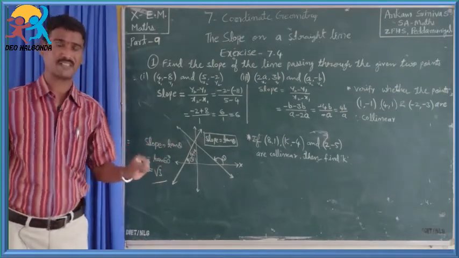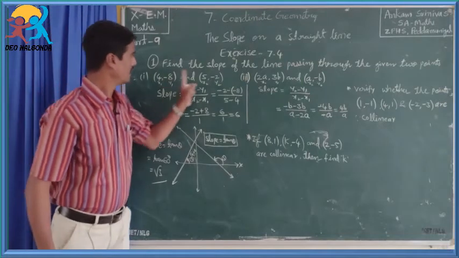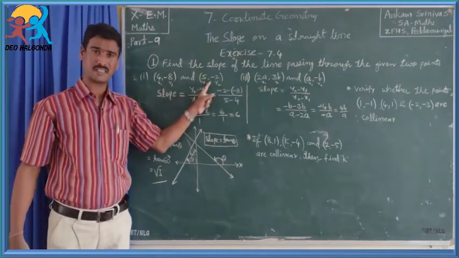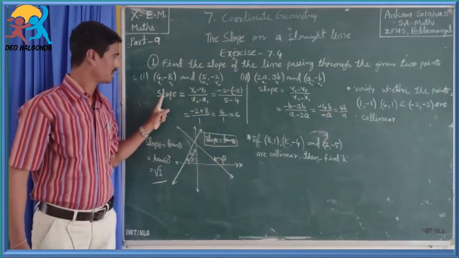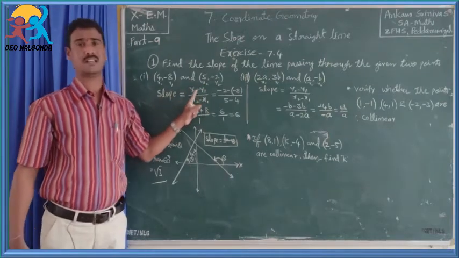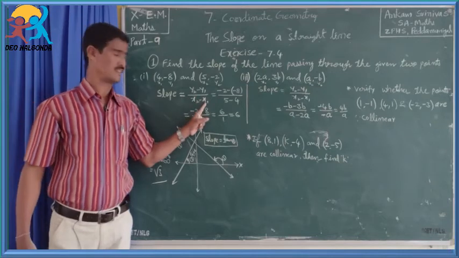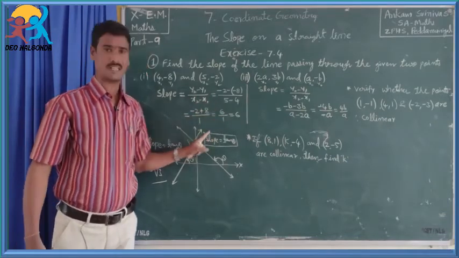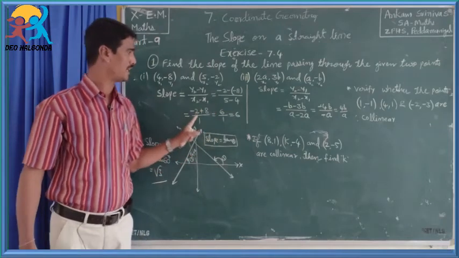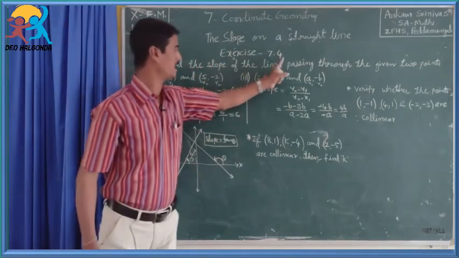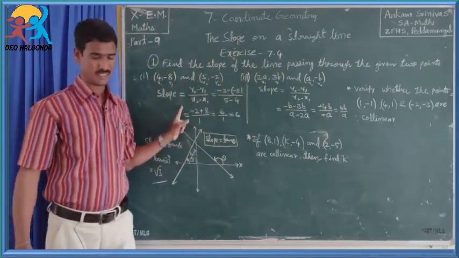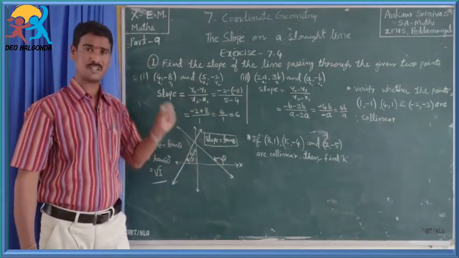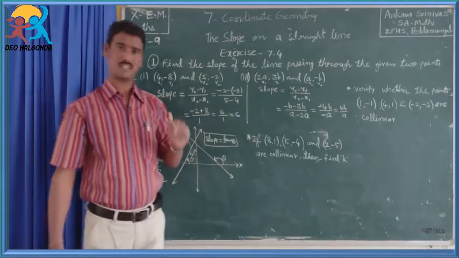Suppose we are given a straight line passing through two points, to find the slope we use y2 minus y1 by x2 minus x1. Using this formula, you can get the slope of the line. In exercise 7.3, I have explained 2 problems. There are 8 problems. The remaining 6 problems, do yourself, practice yourself.